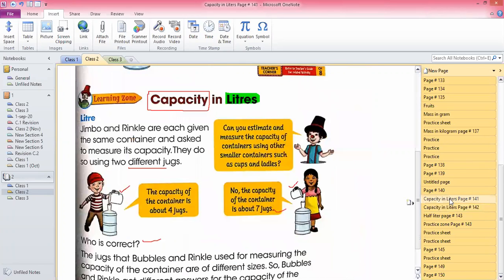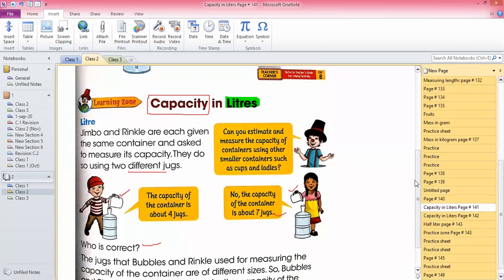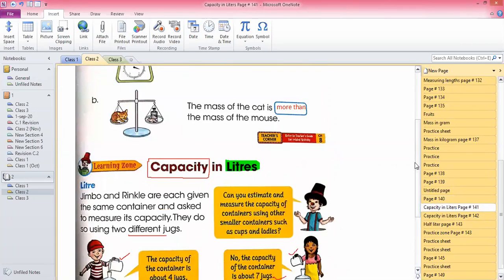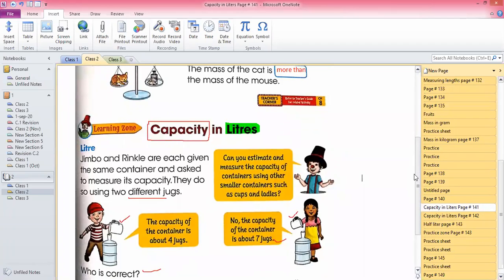A quick revision, then we will start from there and I will ask you some questions related to capacity. Guys, we discussed that to check how heavy a particular object is, we check the mass. Same here for liquid, we use volume. If you want to check how much liquid a container can hold, that means we want to check the capacity of that. Capacity is the total amount of liquid that a particular container or pot can hold, right?